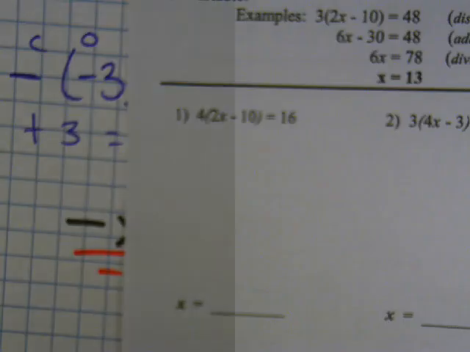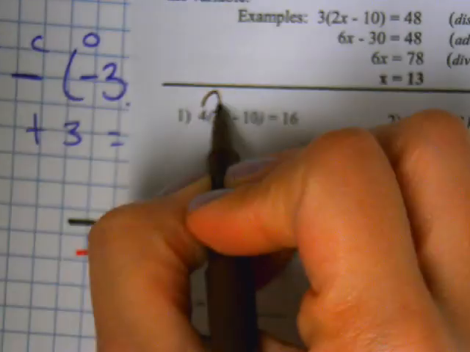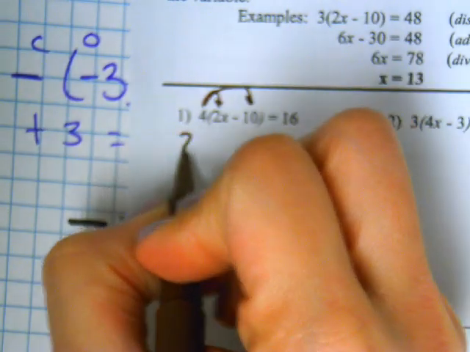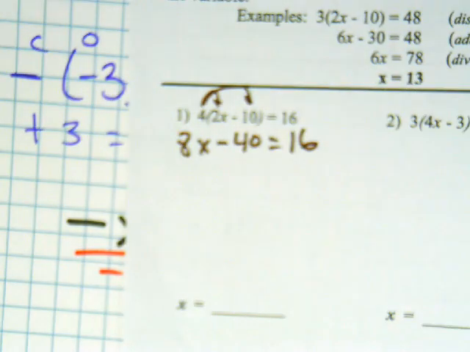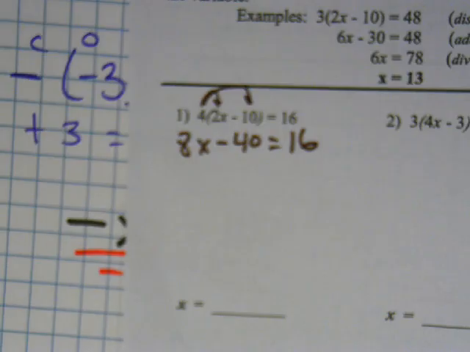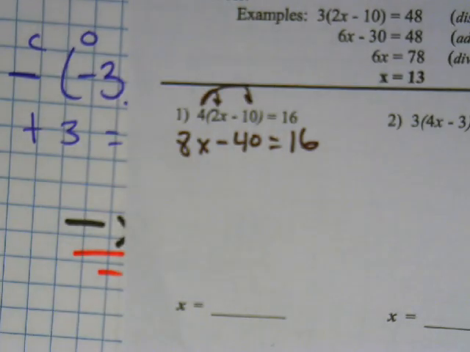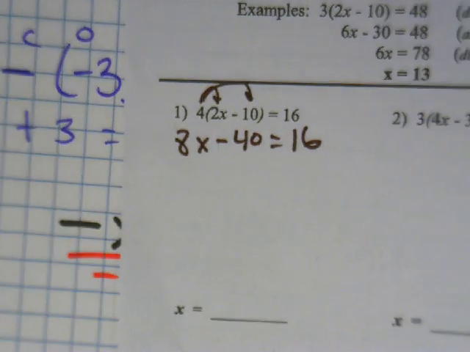All right, I'll do the first one. We're going to distribute the 4. So that's 8x minus 40 equals 16. Don't forget to distribute to the second number. Number one mistake is kids do not give it to the second number. They leave it as a 10. Boo. Don't.